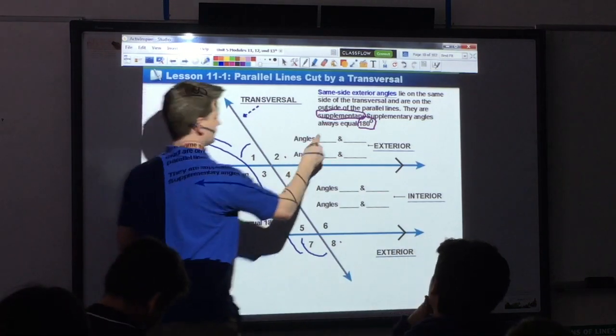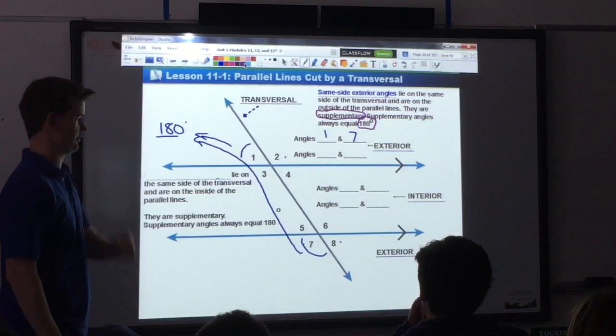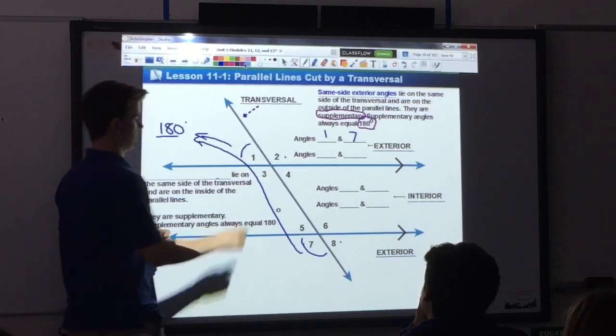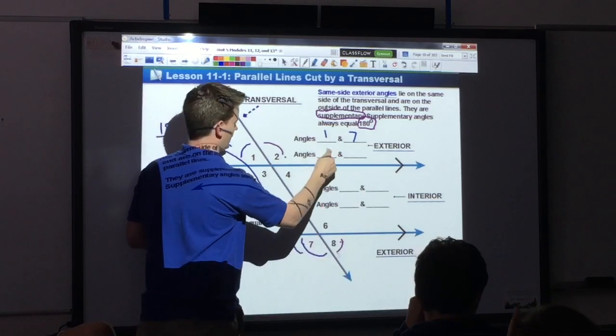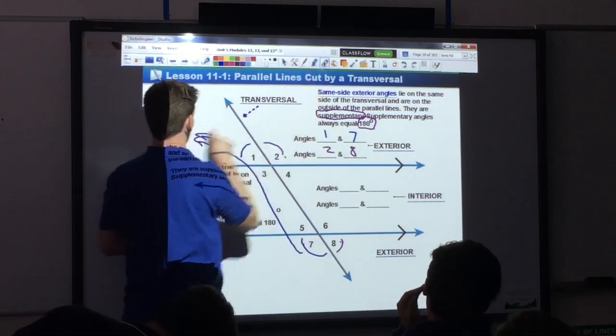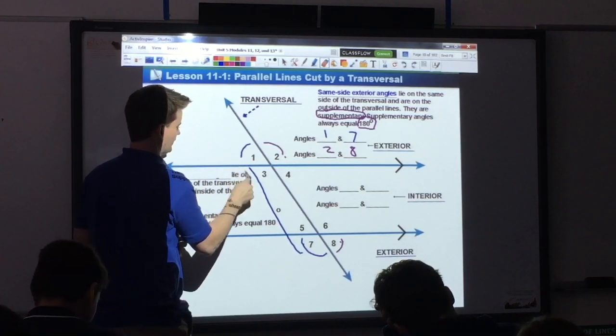So 1 and 7. Corey, what's another pair of same side exterior angles? 2 and 8. What would they equal if we added them up? 180 degrees. Just like 1 and 7, they would also be supplementary. They would equal 180 degrees.